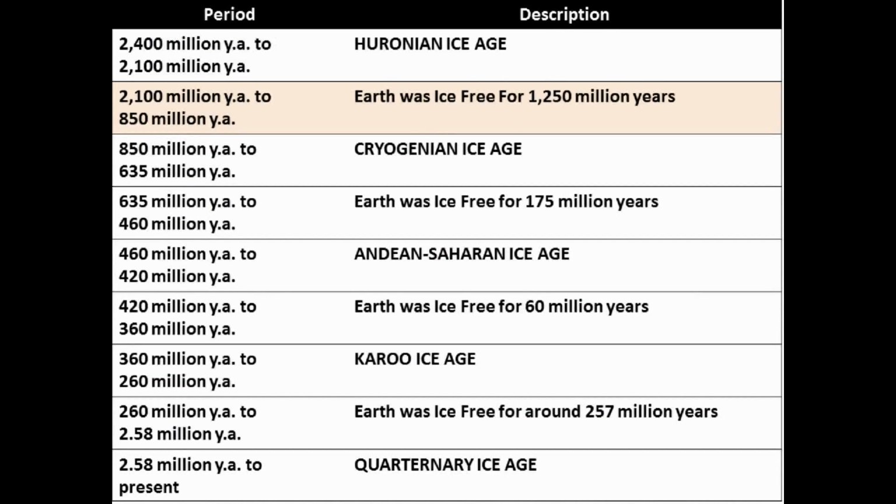Following the Huronian Ice Age, the Earth was ice-free for 1,250 million years. It is worth repeating, 1,250 million years. Ice-free meaning that there was no extensive ice sheets in the northern and southern hemispheres. I hope that I'm not making too crude a point when I ask you to note that our present climate, where we have northern and southern ice caps, was not at all normal for a period of 1,250 million years.